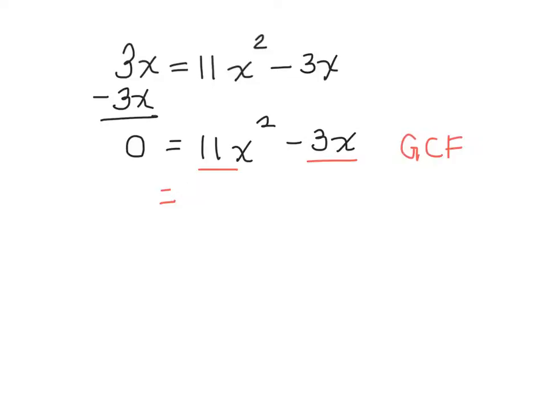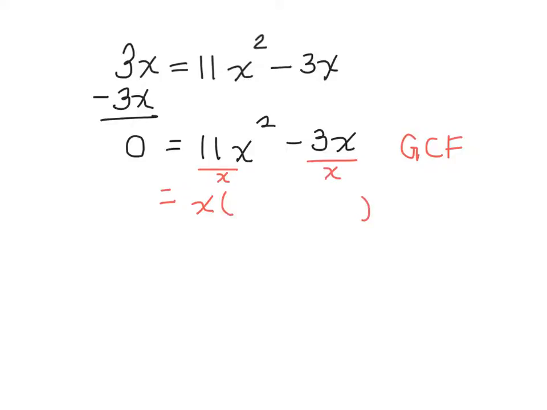First of all, their coefficients, 11 and 3, have nothing in common. So I can't pull any numerical value out with my greatest common factor. But x squared and x to the first power are both divisible by x to the first. So my greatest common factor here is x.